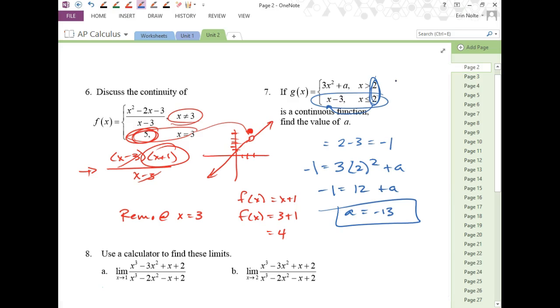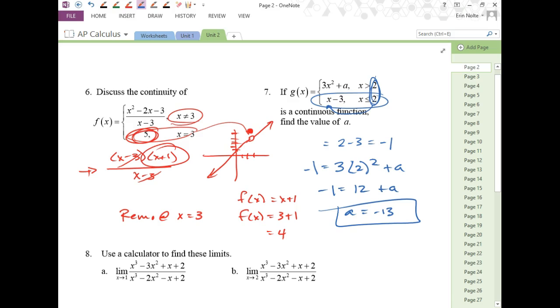So I plugged 2 into the x to figure out what the y value would be on that first linear function. So the y value would be negative 1. Once I know that, I can say I need the negative 1 to be the y value of the top piece, the x squared, and I know the x value is 2.